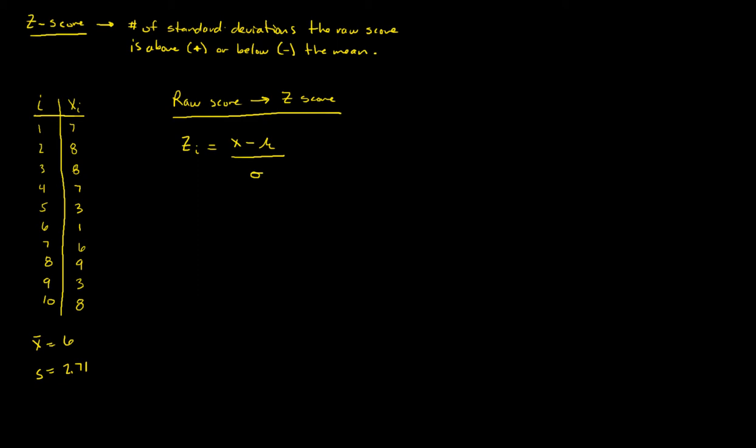Here's the trick: we don't know what these population parameters are. So for mu, the population mean, our best point estimate is going to be the sample mean, so we'll replace that with the sample mean. And our best point estimate for the population standard deviation will be the sample standard deviation, which would be S. And so this formula then becomes x minus x bar, divided by S.